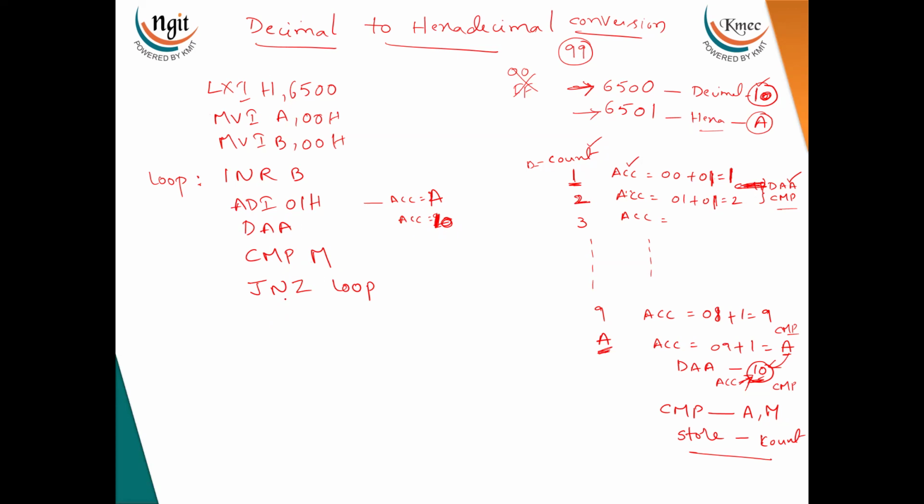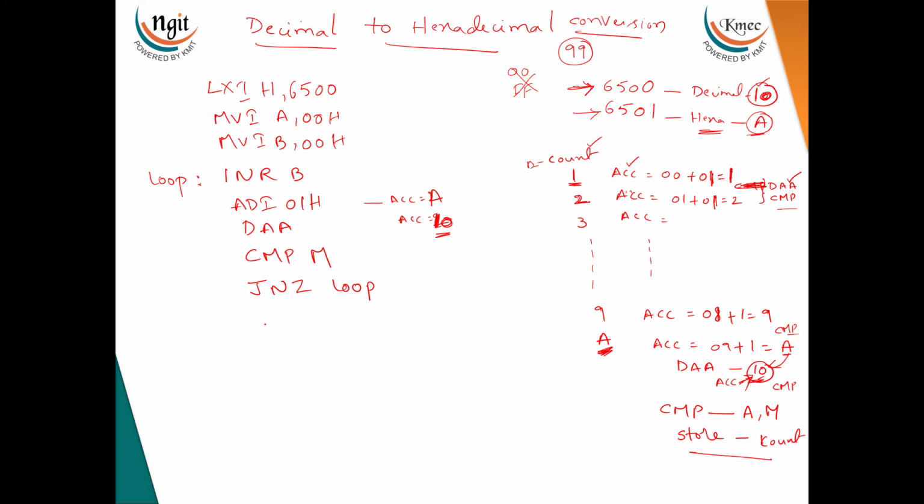Now we need to store the result. Where is the result? If you see, the accumulator value is a decimal value. The result value is what? A. Now if you see in this, the A value is nothing but the counter value. So we have to store the counter value into this location.